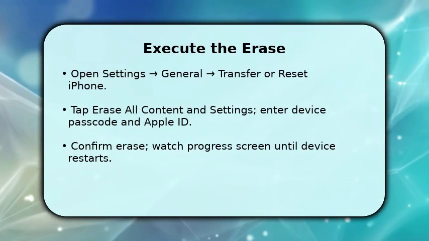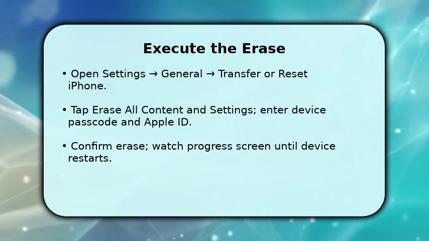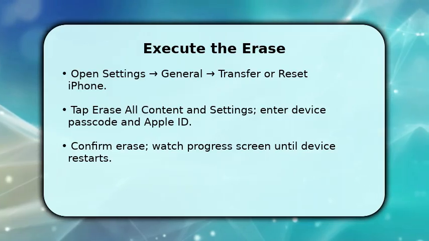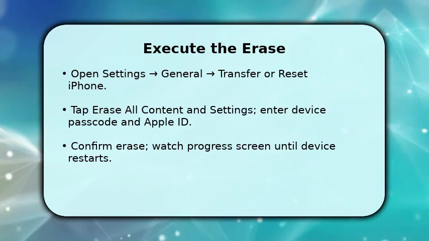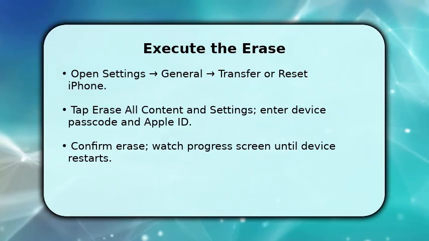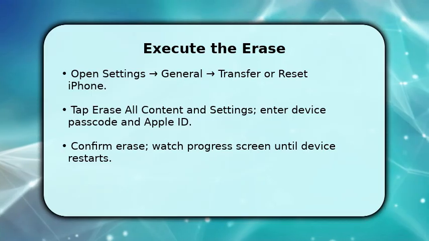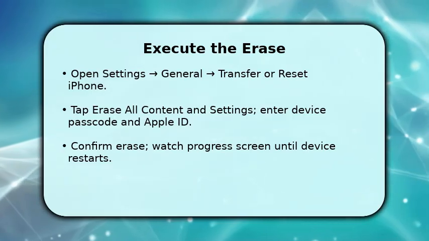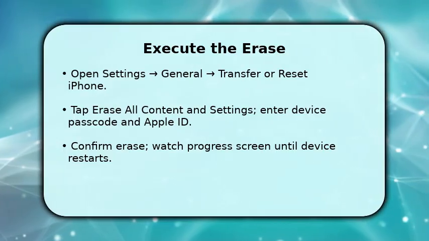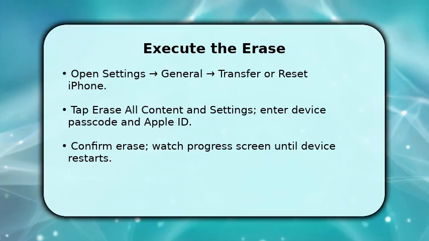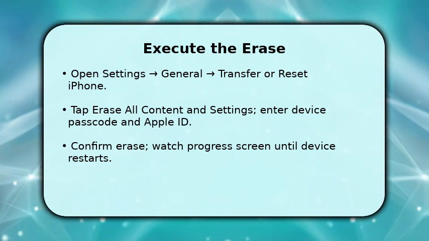You'll now perform the actual erase. In Settings, tap General, then Transfer or Reset iPhone, followed by Erase all content and settings. When prompted, enter your device passcode and your Apple ID password to turn off activation lock. This authorizes the wipe. Confirm the action and let the phone run. Do not interrupt power or Wi-Fi. The screen displays progress. Once it finishes, the device will restart to the factory setup assistant. This removes personal data and returns the iPhone to default condition.